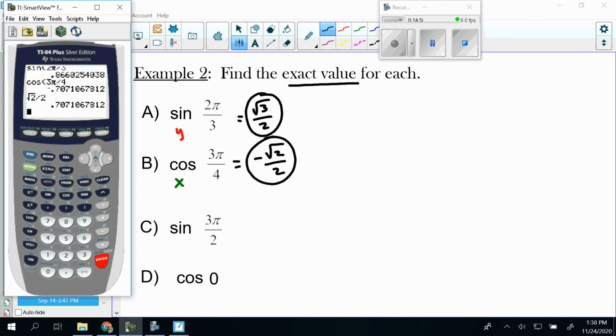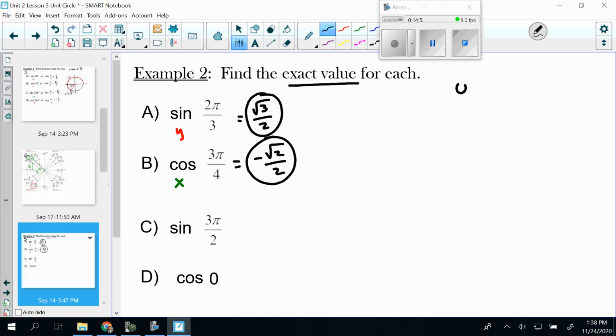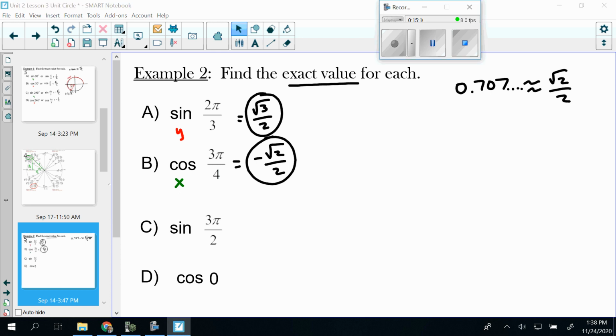So what that also means is this is another equivalency that comes up quite a bit. If you remember that, anytime you get this 0.707, that's an approximation for square root 2 over 2. All right, once you pause the video, see if you can find the exact value for C and D now.